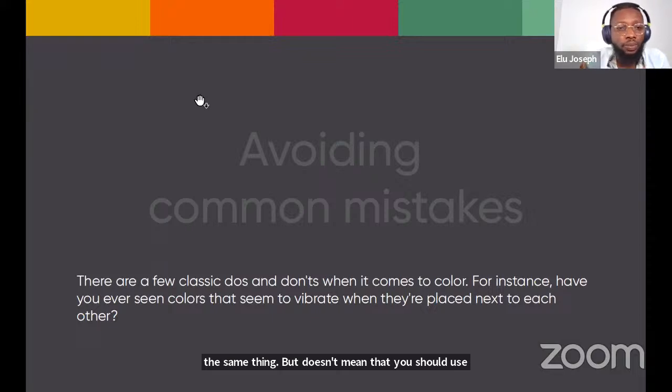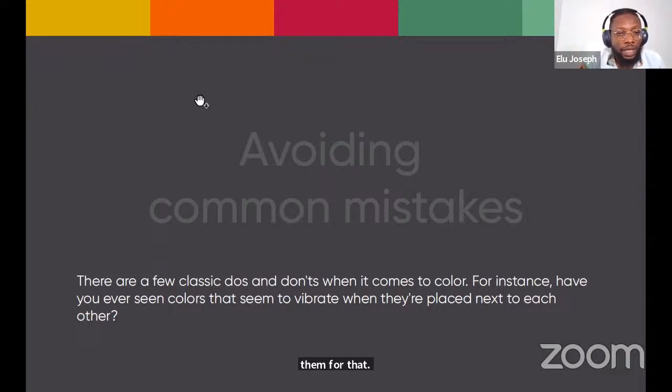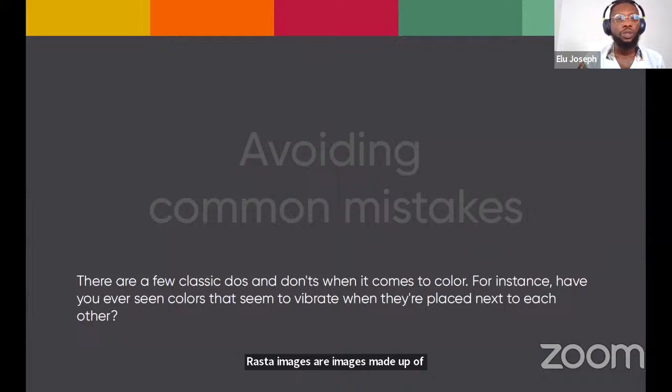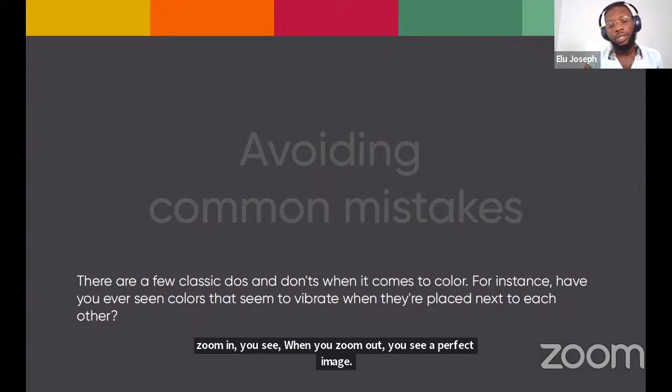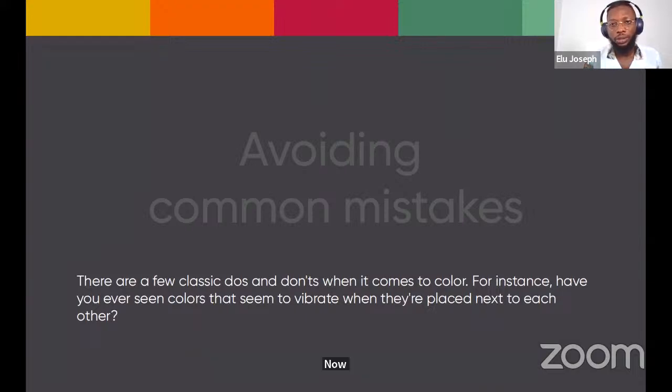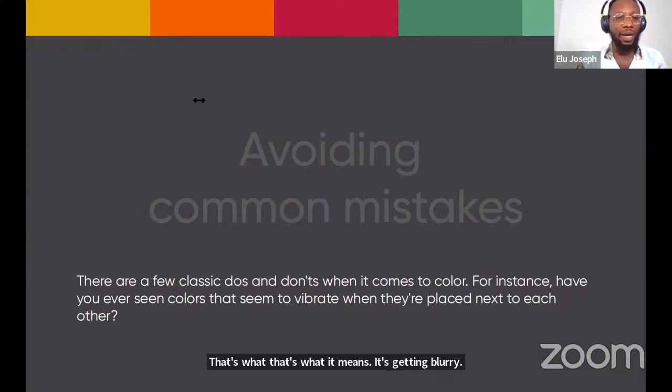Okay, so raster images are images made up of tiny pixels. When you zoom in, you see pixels. When you zoom out, you see a perfect image. Now, when you're seeing pixels, it means the image is getting blurry. Like the farmland picture, perfect. I can show it to you again so you see.